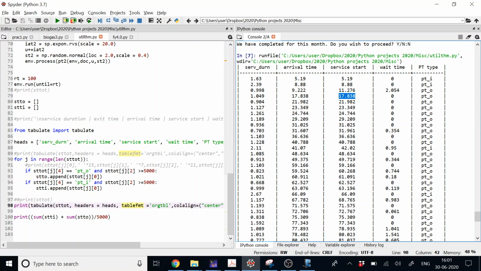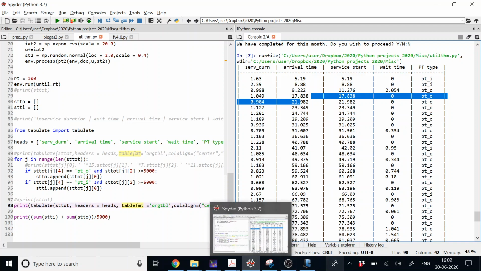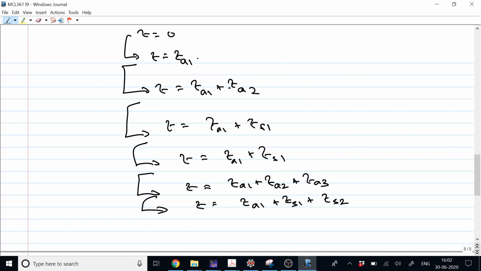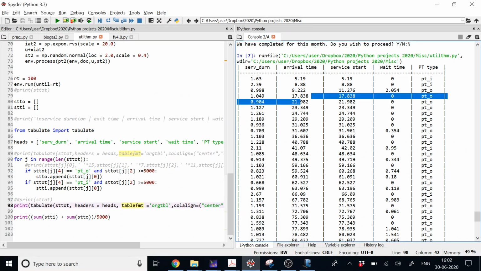Similarly, for the rest of the patients, what you will find is that you're going to have a bunch of O patients, and in all of their cases, the service durations are much smaller than their inter-arrival times. So, for example, service duration is 0.904, arrival time is 21.982 minus 17.838. Here this arrival time corresponds to TA1 plus TA2, TA1 plus TS3, and so on.